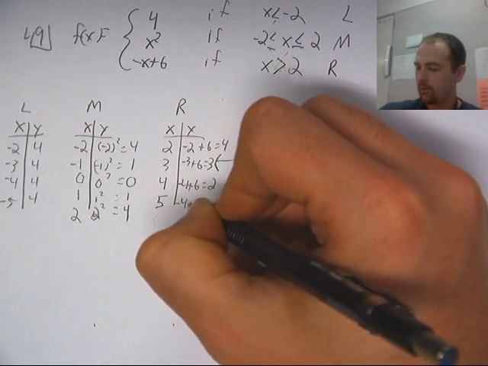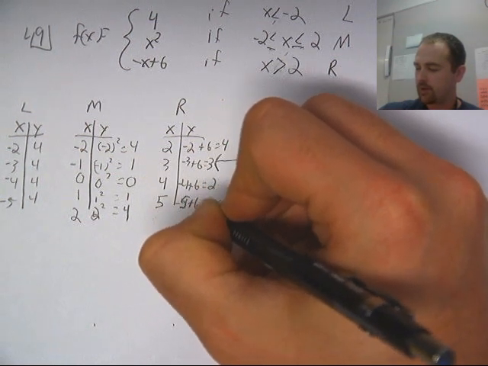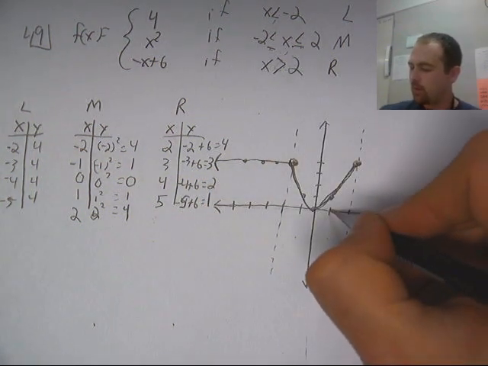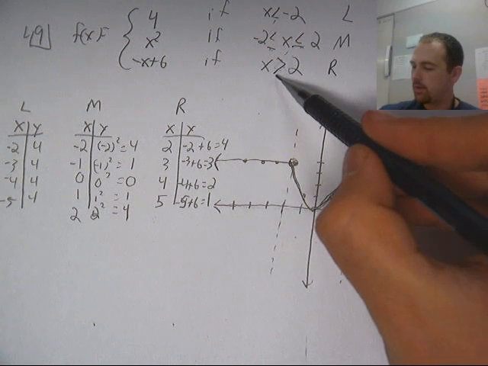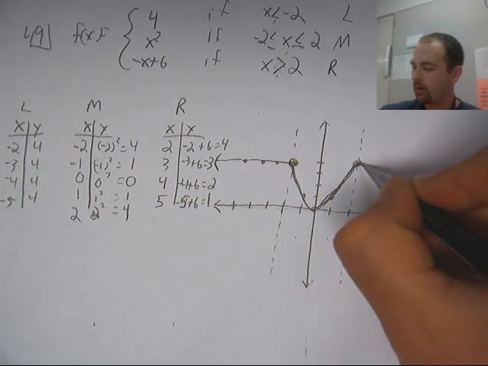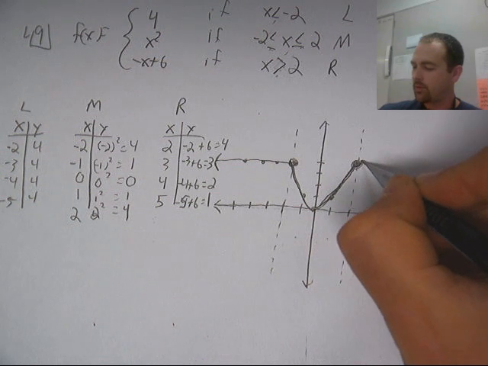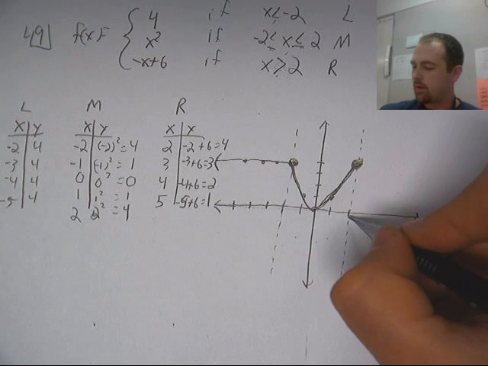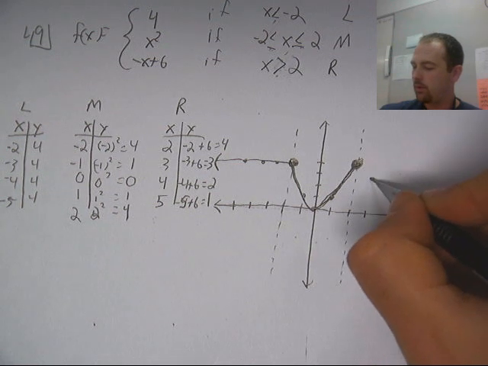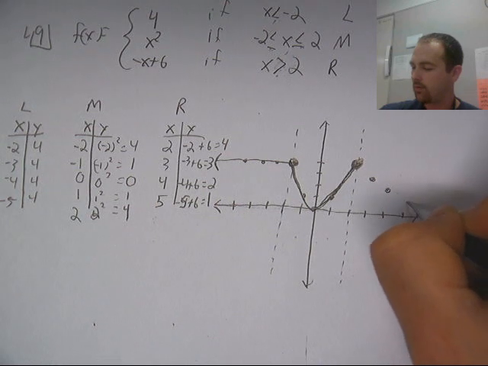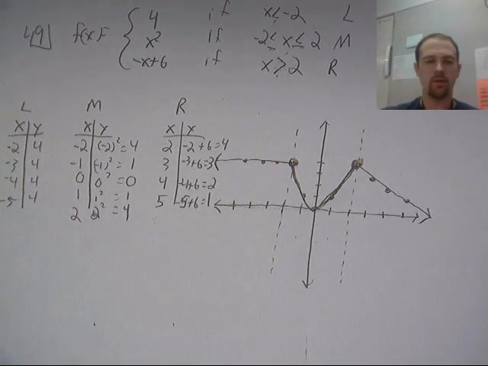And -5 plus 6 will give me 1. So that is on this one. Again, it gets an open circle. If I go to the point 2, 4, I'm technically leaving an open circle here, but it's already filled in by the previous one. Then we've got the points 3, 3, 4, 2, and 5, 1. Connect the dots, draw the arrowhead on the end, and we're finished.